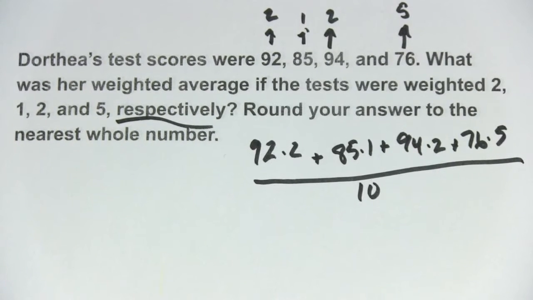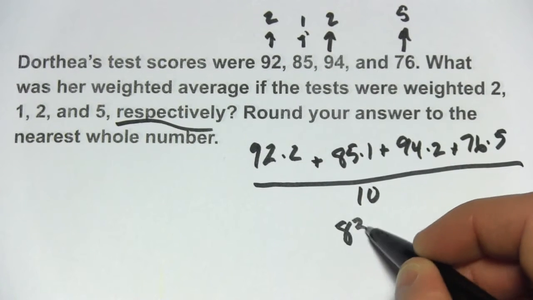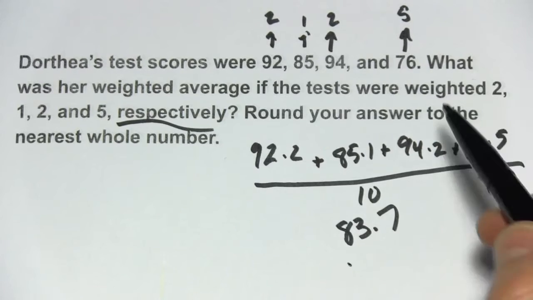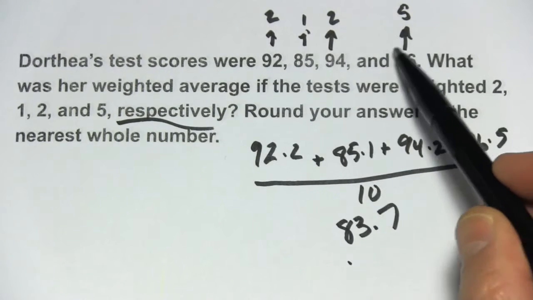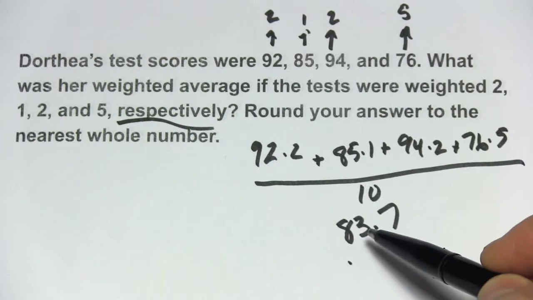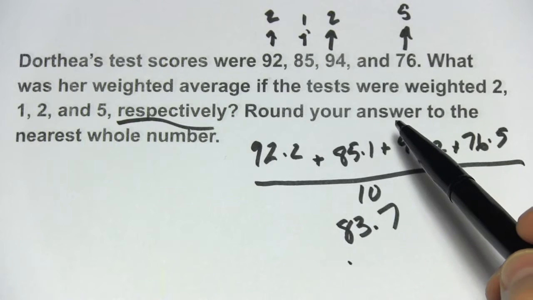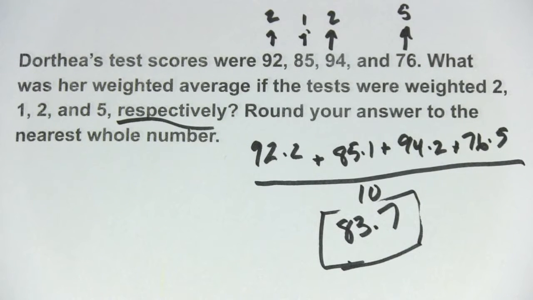So let's go ahead and calculate that. So our average here, our weighted average, is 83.7. Let's look back and think. So she got some 90s, she got an 85, and then she got a 76 that was worth a lot. It makes sense that this is skewed more towards the lower 80s than towards the 90s. So I think that's a sign we did something right there.